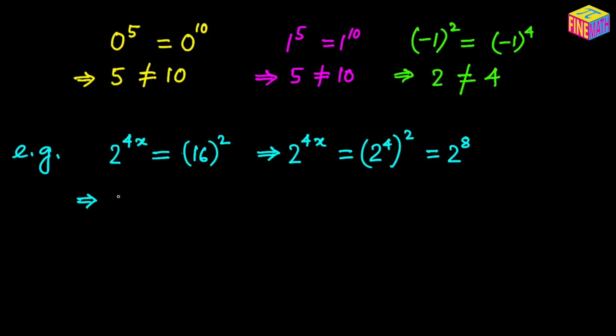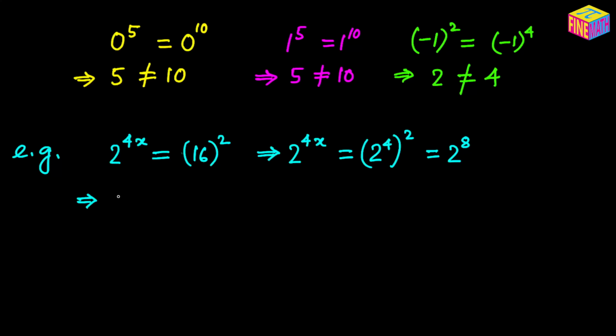Next, we are going to talk about the third form of exponential equation. The third form of exponential equation is like this. Suppose we have a to the power of some function of x equal to 1, and a is positive and a is not equal to 1, then we can say that the function of x must be equal to 0. Let's take an example.